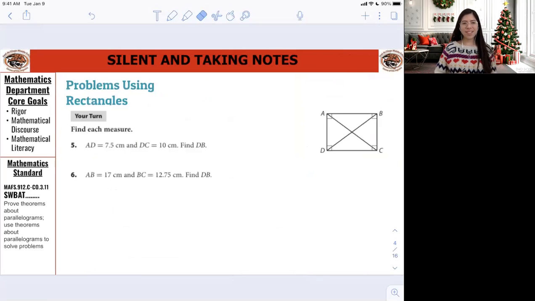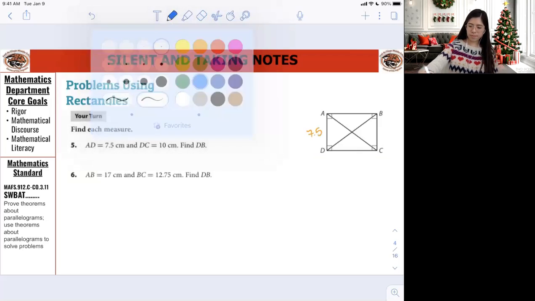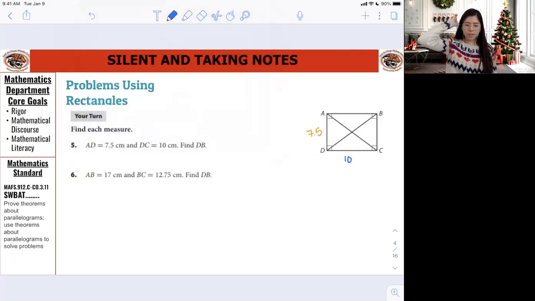Okay. So now that we know these things about rectangles, we know that the diagonals are congruent, and we know that the angles are all 90 degrees. Let's see what we can do. We need to see if we can find each measure. So starting with number 5, it tells us that AD is 7.5 and DC is 10. And it wants us to find DB.